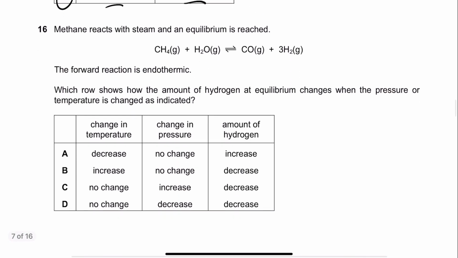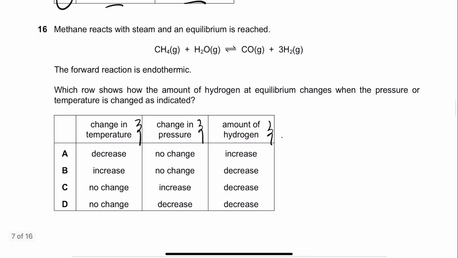Okay. 16 says methane reacts with steam and an equilibrium is reached. The forward reaction is endothermic. Okay, sir. Which row shows how the amount of hydrogen at equilibrium is changed when the pressure is changed? So what will happen to the amount of hydrogen if I change the pressure and if I change the temperature?